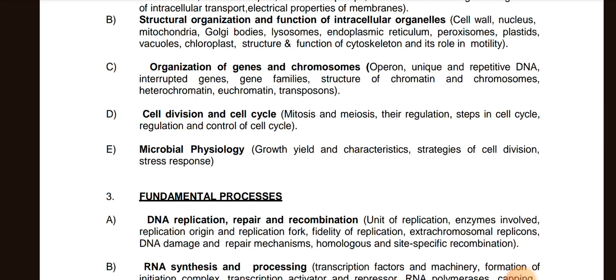The next subunit is cell division and the cell cycle. Here we will see in detail what meiosis and mitosis mean, the process and their regulation, each and every step in the cell cycle, and how the cell cycle is regulated and controlled.